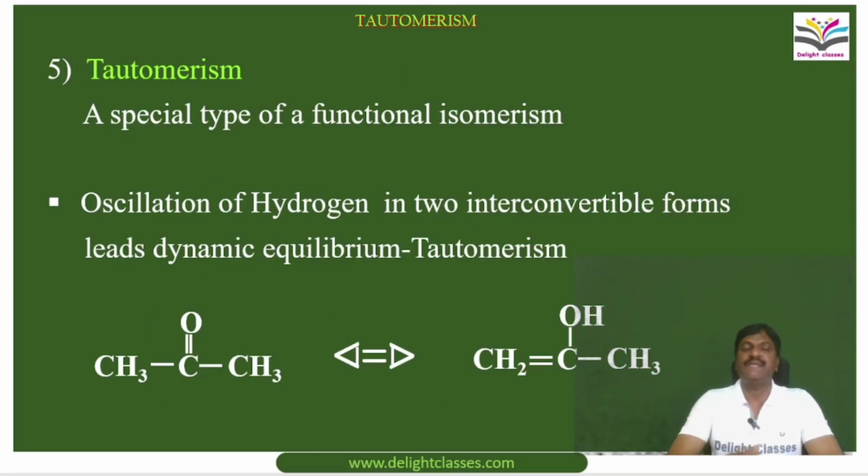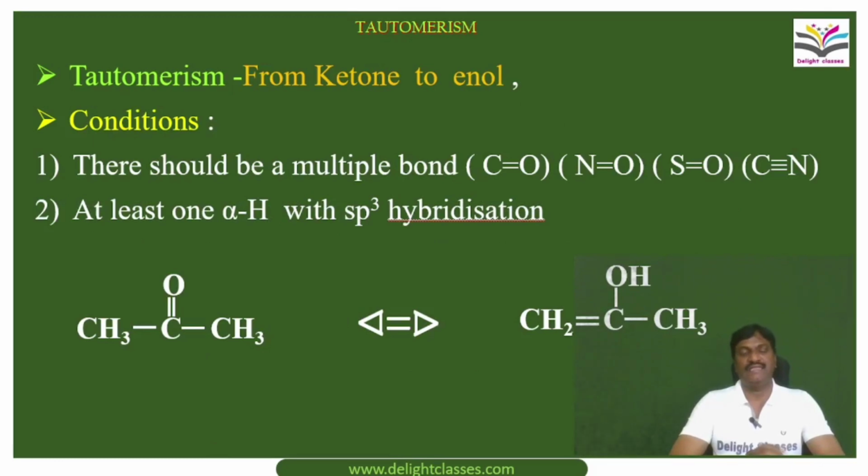Tautomerism. It is a special type of functional isomerism. Hydrogen oscillates between 2 molecules. They are in dynamic equilibrium. Here we have to see the conditions. There should be a multiple bond: C double bond O, N double bond O, S double bond O, and C double bond N. One more condition is that there should be at least one alpha hydrogen with sp3 hybridization.